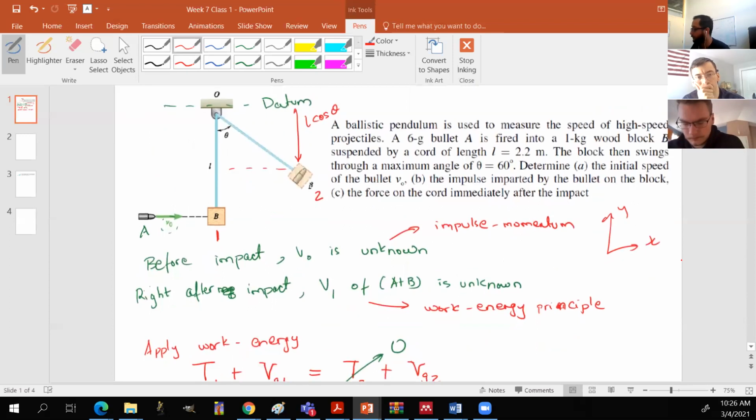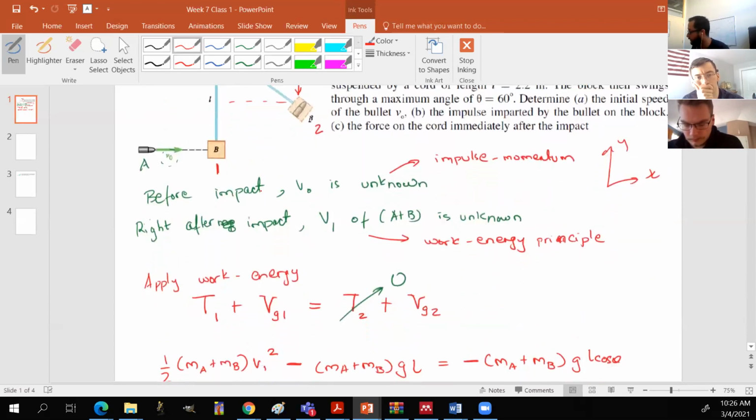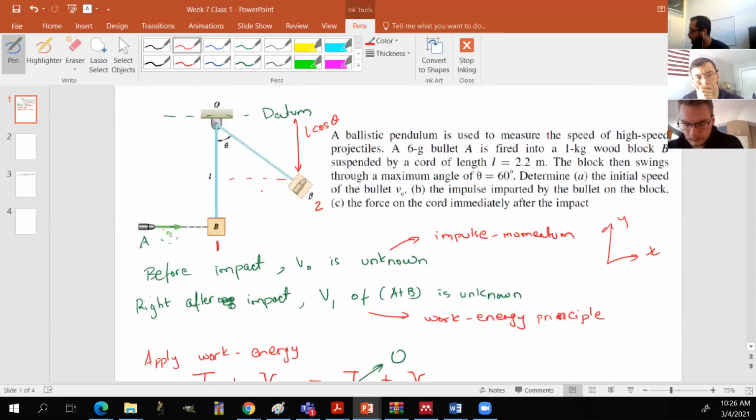The other way to look at it would be to take your datum at B, and then you just get L minus L cosine theta, which is positive. Whichever way works for you, guys. Why L cosine theta and not L sine theta?